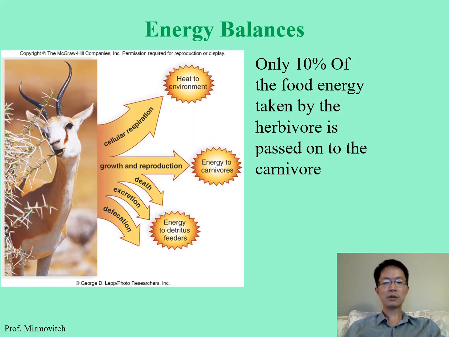So only 10% of food energy taken by the herbivore is passed on to the carnivore. Why? Because there is a lot of heat they lose to the environment when the herbivore is alive, and then only the energy for growth and reproduction will go to the carnivore when they eat it.